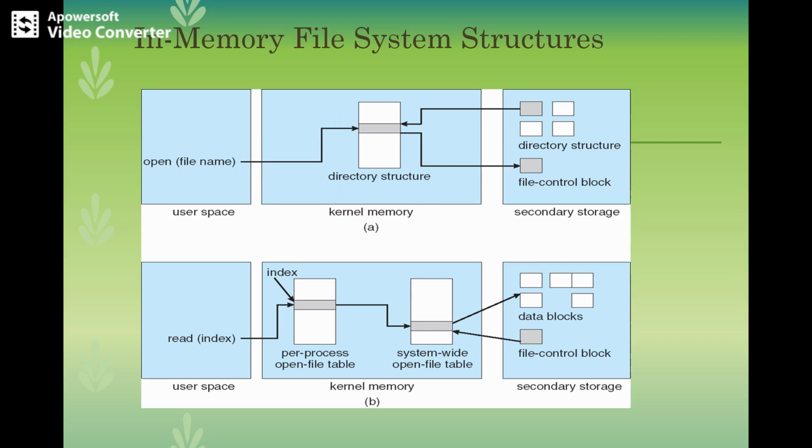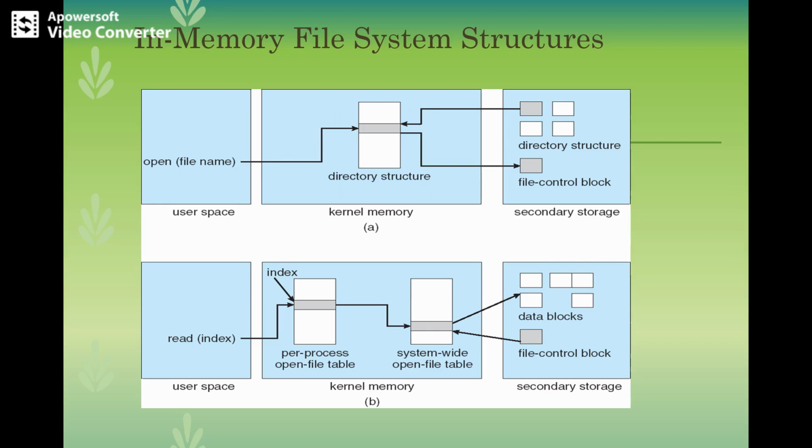Once a file is found, the FCB will be copied into the system-wide open file table. So what is there in the system-wide open file table? It contains a copy of the FCB of each open file as well as other information. This table not only stores the FCB but also has entries for the count of how many processes have the file open.